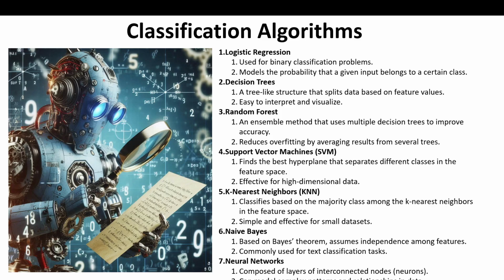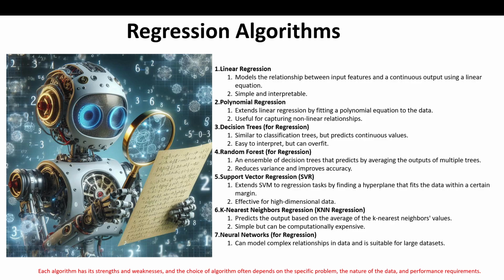These are some of the popular classification algorithms: logistic regression, decision trees, naive Bayes, neural networks, etc. These are some of the popular regression algorithms: linear regression, polynomial regression, decision trees, random forest, etc. Remember, each algorithm has its strengths and weaknesses, and the choice of algorithm will depend on the specific problem, the nature of the data, and performance requirements. So that's it for supervised learning.